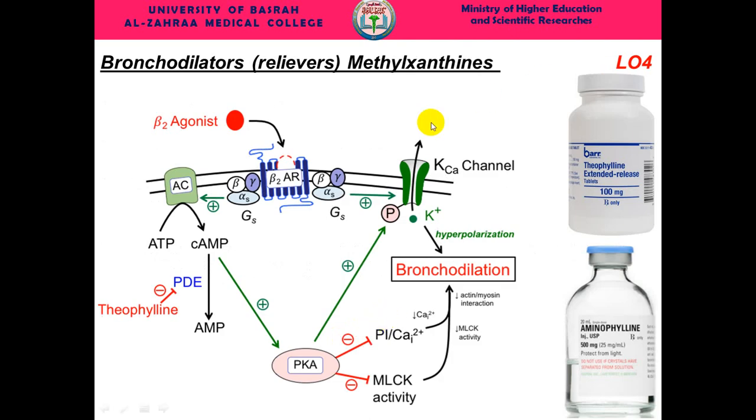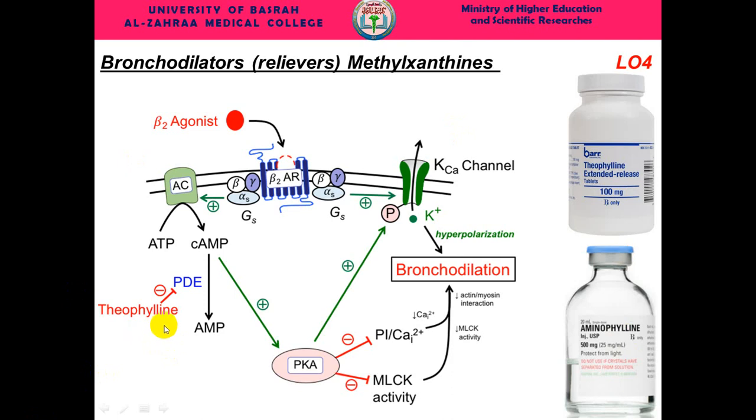Now, the second group of bronchodilators is called methylxanthine. And as examples of the methylxanthine, we have two. The oral methylxanthine called theophylline, that is available in the form of tablet, sometimes in the form of syrup. And we have the injectable methylxanthine called aminophylline. It's available in the form of vial and given by intravenous infusion.